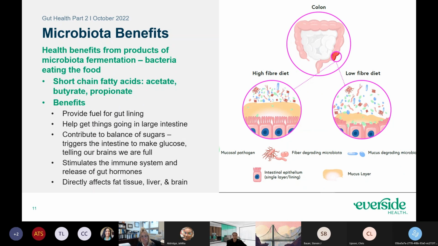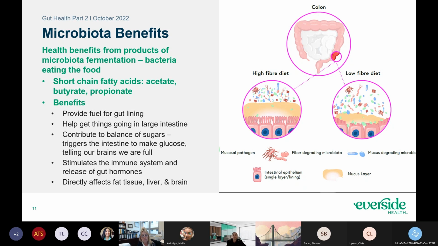providing fuel for the gut lining, helping get things going in the large intestine as far as just keeping things moving so you're not constipated, balancing out our blood sugars. It triggers the intestine to make glucose, telling our brains that we're full, stimulates the immune system, release of gut hormones, and directly affects our fat tissue, liver, and brain. It's been linked to certain chronic diseases as well. So there's a link between what our microbiome looks like and chronic conditions we're at risk for.